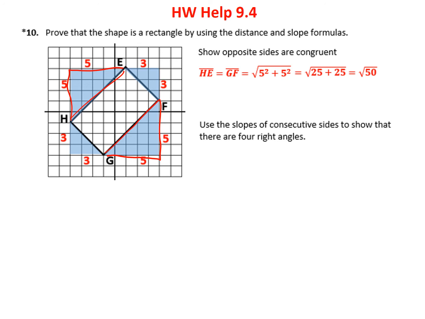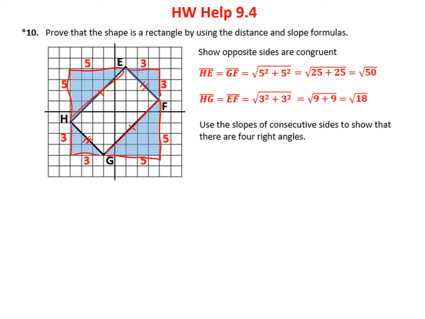So this side equals this side. And then the same can be said for the other two sides. Notice here is 3 and 3 and 3 and 3. So whatever they are, it's going to be the same. And the length is going to be the square root of 3 squared plus 3 squared, or 9 plus 9 is 18. And so at this point, we've shown that opposite sides are equal. So this is a parallelogram. To be a rectangle, though, we need to look at the slopes.